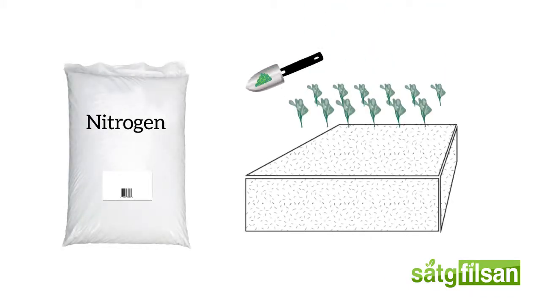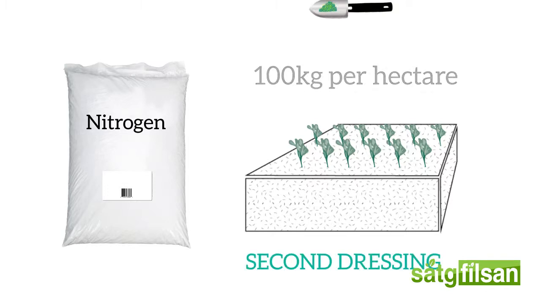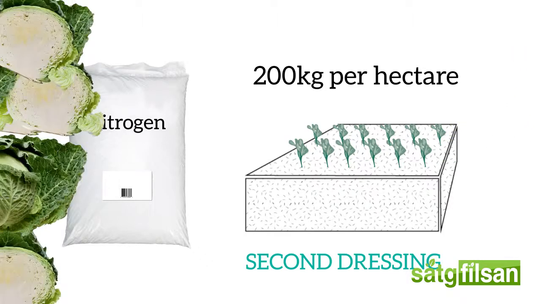After planting cabbages, a top dressing of nitrogen fertilizer at a rate of 100 kilograms per hectare should be applied, followed by a second dressing at the rate of 200 kilograms per hectare when the leaves start to fold.